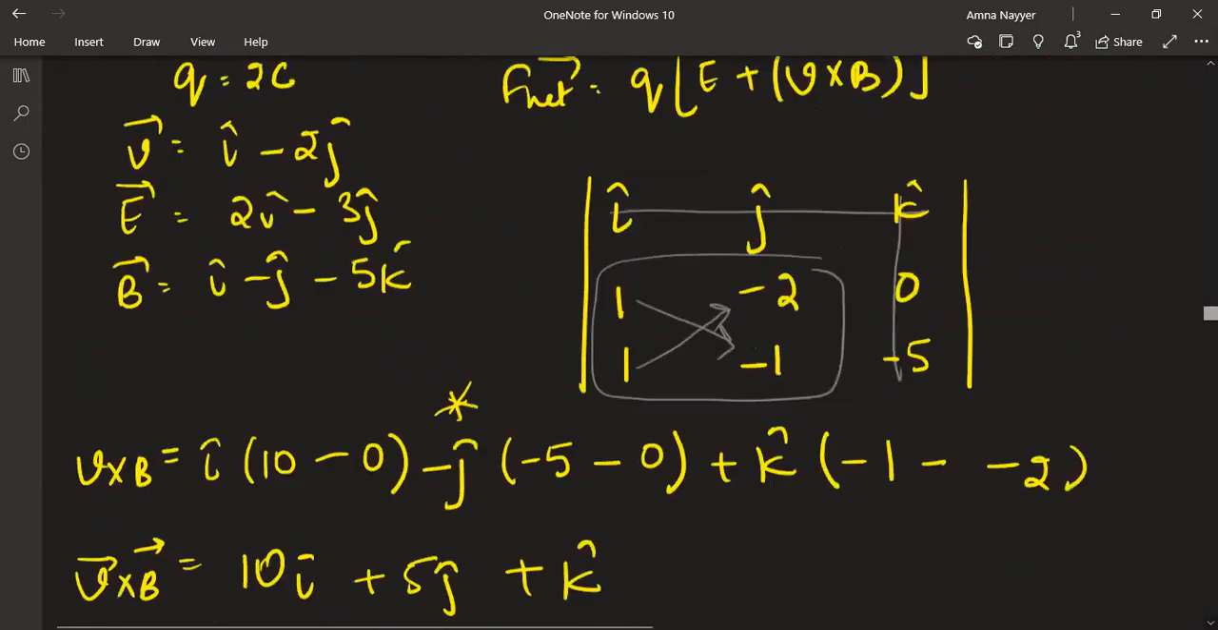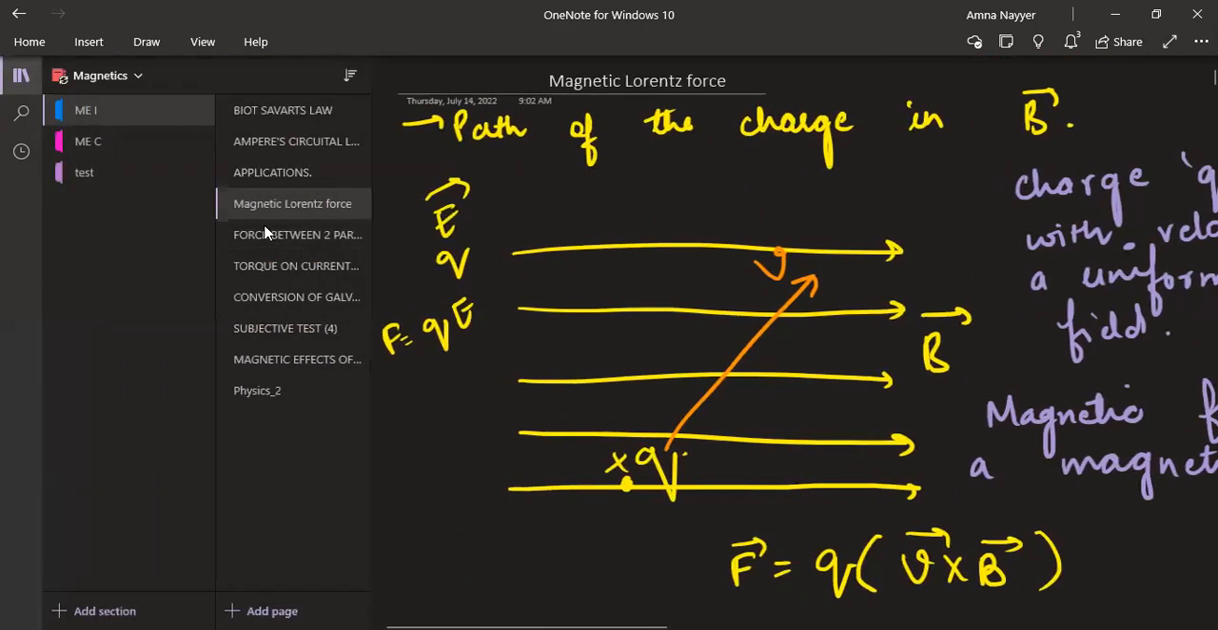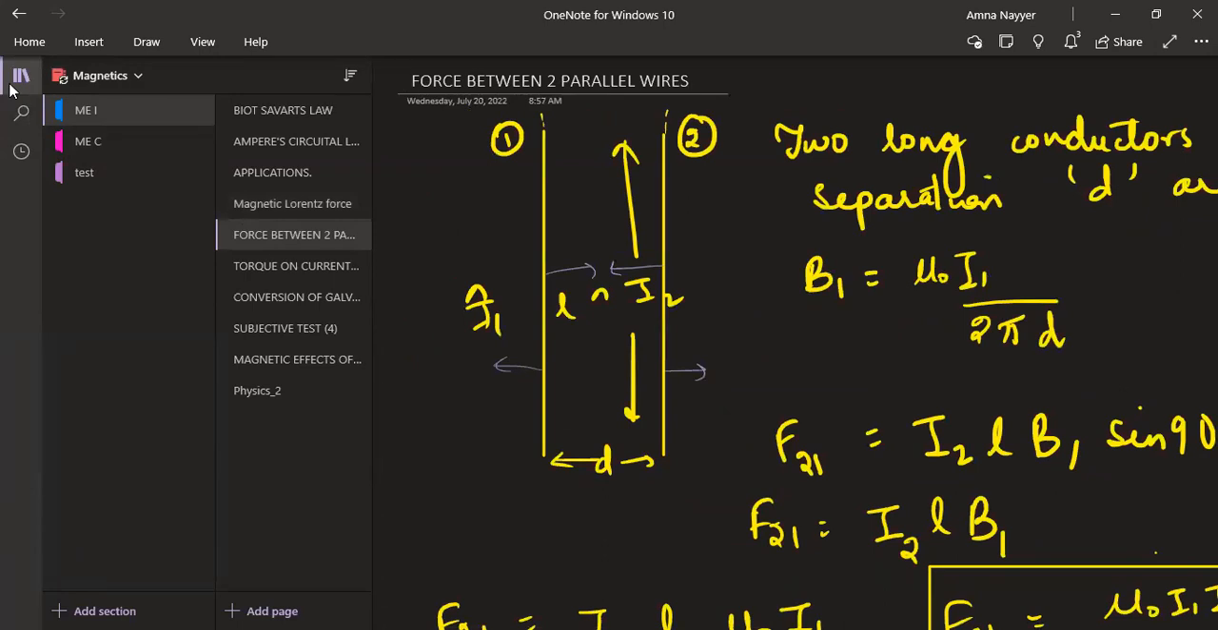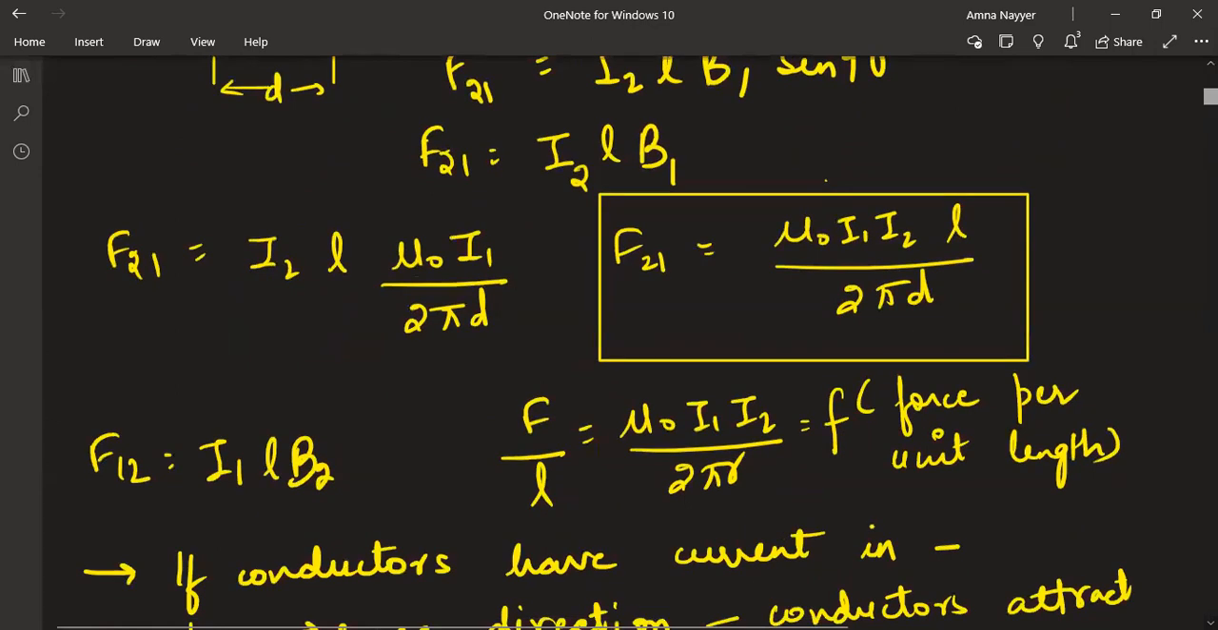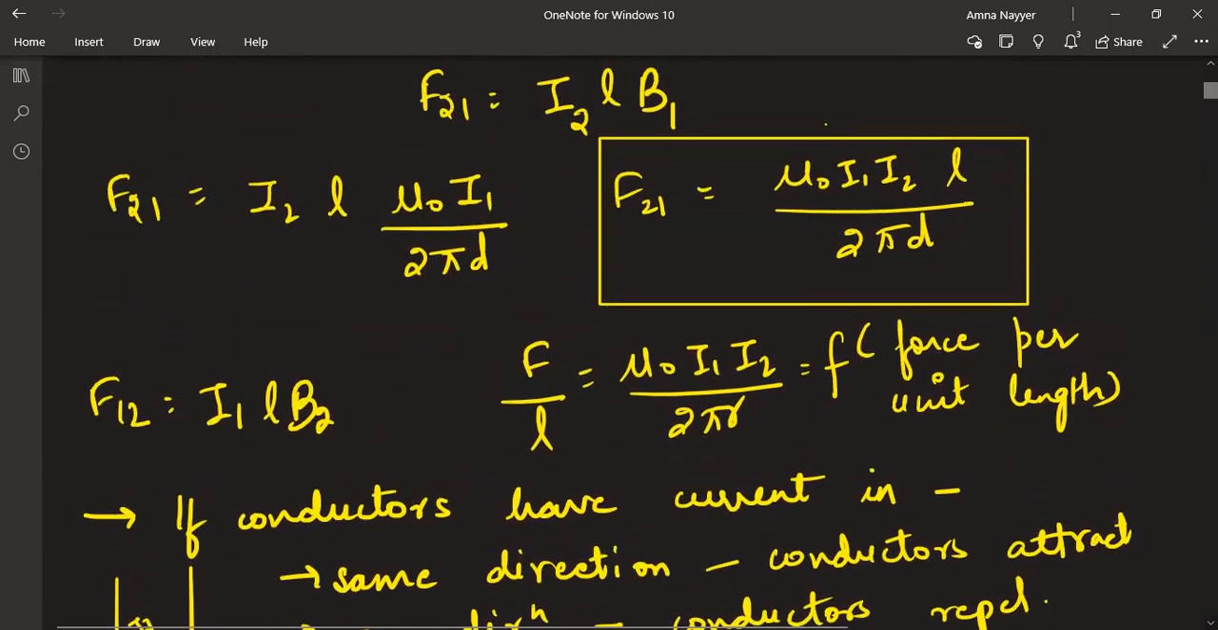This is one formula for Lorentz force, and then you have the force between two parallel wires. This formula you also have to remember in addition to all these. Force between two current carrying wires, and class, this derivation is also asked in the examination. It is mu naught I1 I2 L divided by 2 pi d. This is the total force. If you divide by the length, that makes it force per unit length, so the formula will be mu naught I1 I2 by 2 pi d.